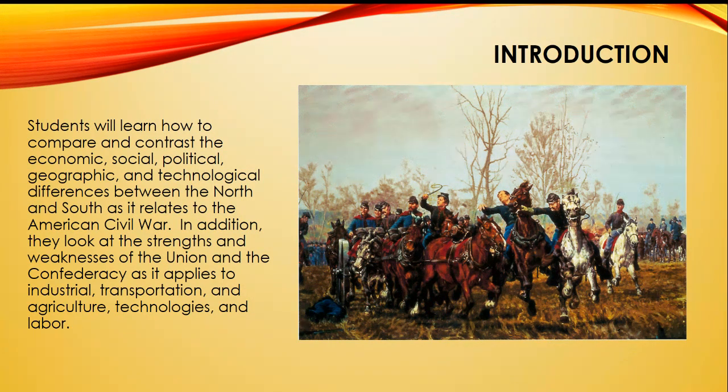For our final project, we decided to visually improve 2 lessons from a Civil War unit for 7th grade social studies students. In this unit, students will learn how to compare and contrast the economic, social, political, geographic, and technological differences between the North and South as it relates to the American Civil War. In addition, they look at the strengths and weaknesses of the Union and the Confederacy as it applies to industrial, transportation, and agriculture, technologies, and labor.